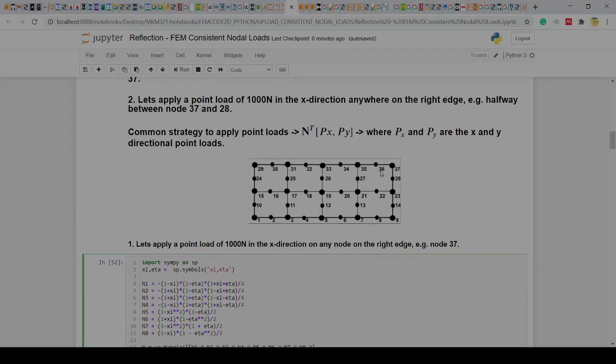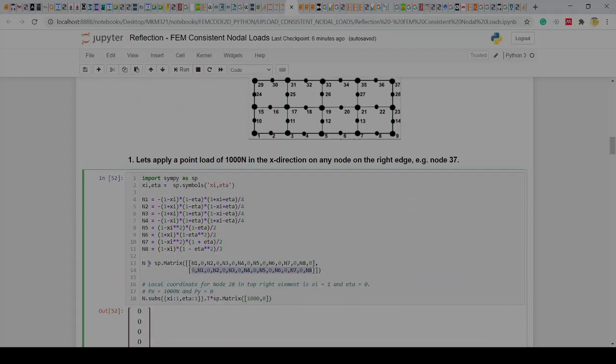And so all I need to know is in this element in the local coordinate system, which starts here from psi 0 and eta 1, psi positive, eta positive from here onwards. If I want to be at node 37, I just need to say psi is equal to 1 and eta is equal to 1. So I just need to make sure I evaluate this N matrix at psi equals 1 and eta equals 1. That's all. So that's what I'm doing here.